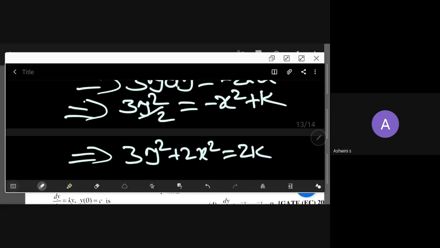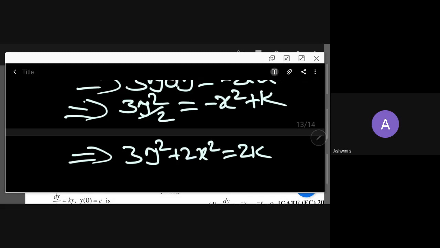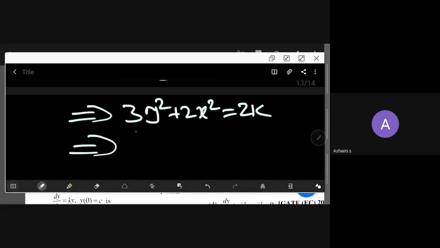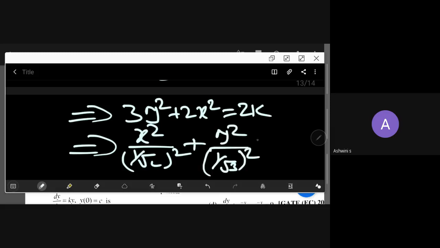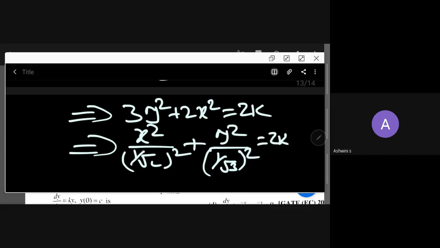So this represents a family of ellipses, because how can I say that? This can be viewed as x square by a square, where a is 1 by root 2 whole square, plus y square by 1 by root 3 whole square is equal to 2k. You can bring this 2k to this side, and this is the correct answer: it is a family of ellipses.